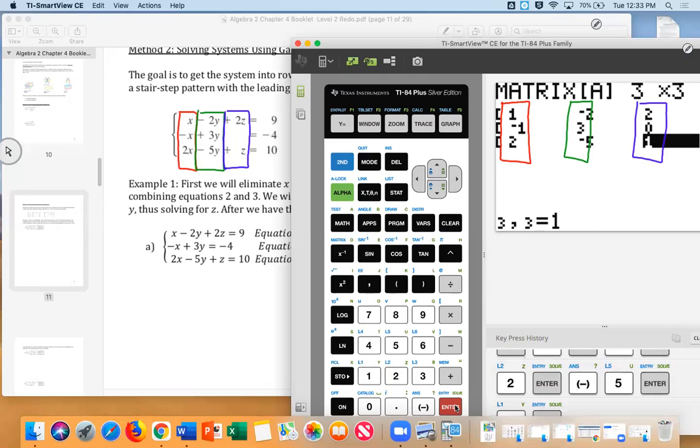It's probably because you were in the name function. If you're having an issue, make sure you go back to the matrices. So you're going to hit second mode to quit. Then you're going to hit second matrix, go over to edit, and go to the first matrix, A. You're going to change that to 3 by 3 because we have 3 equations with 3 unknowns. Now, these 3, red, green, and blue, should look like mine. Are we all good?